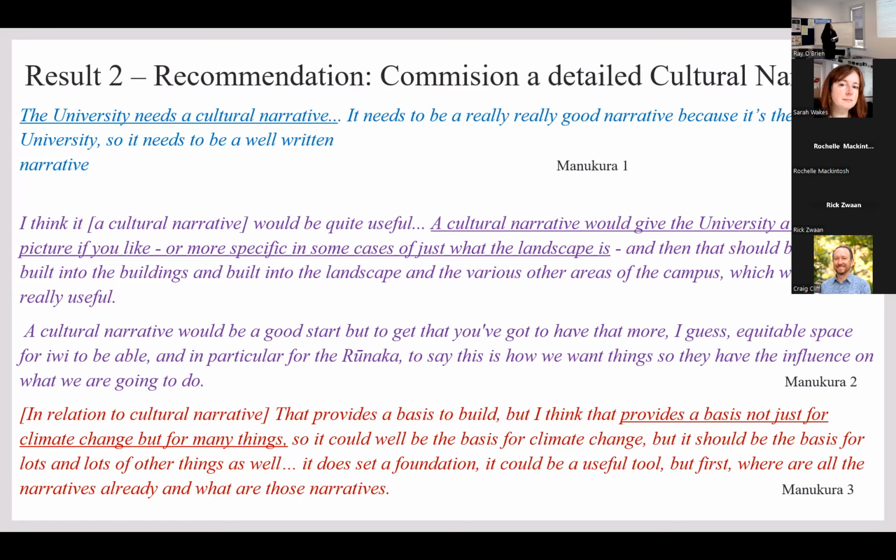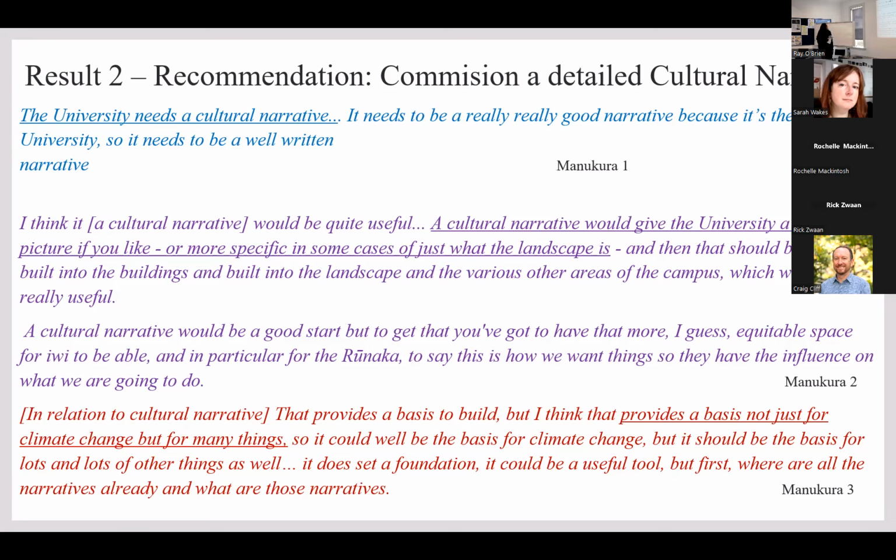So we have prescribed pseudonyms for each of our mana whenua participants, calling them manukura, which directly translates to a person held in high esteem. This section will follow an ascending list of results and recommendations, moving from the more easily attainable goals to the more longer-term aspirations. So the first result and recommendation that we found is that the university needs to commission a detailed cultural narrative for the university site.